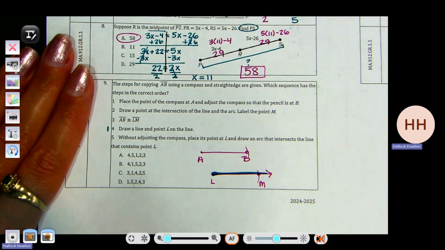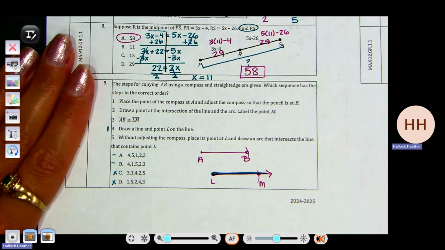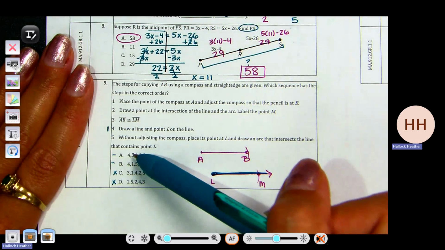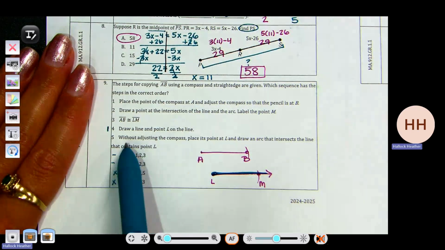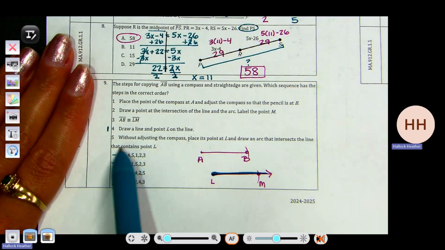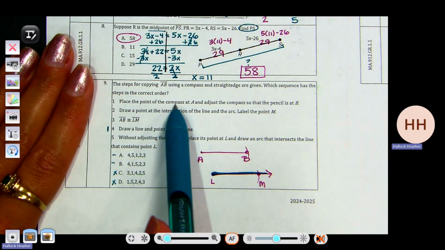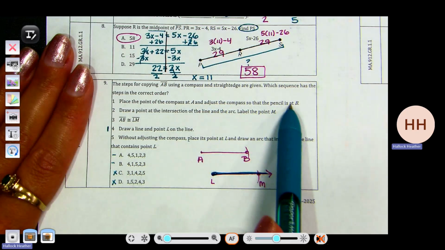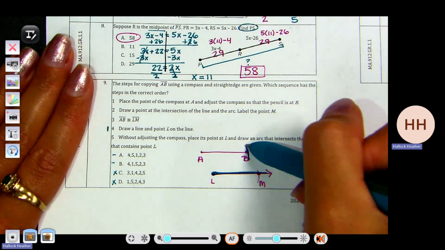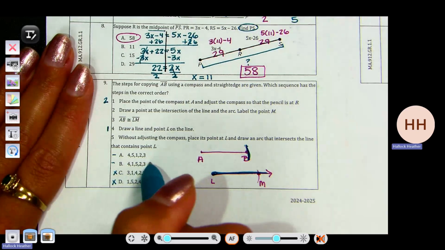So step 1 is 4. So we're down to only A and B. C and D are out. So we need to decide, after we draw the ray, what is the next step? Is it step 5 or is it step 1? Step 5 says, without adjusting the compass, place the point on L and draw an arc that intersects the line that contains point L. Step 1 says, place the point of the compass at A and adjust the compass to the pencil at B, which is what you would do. You would put your compass here and you would adjust to B to find that length. So this would be step 2. So your correct answer would be B.